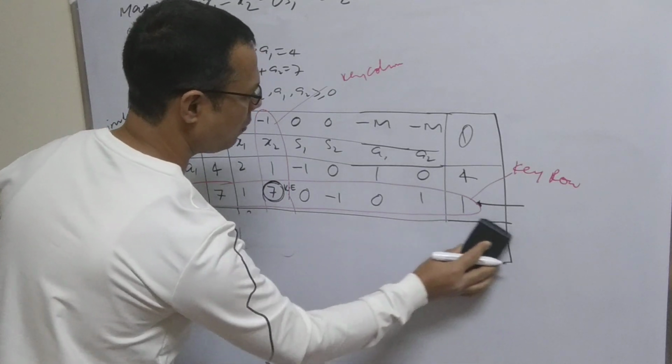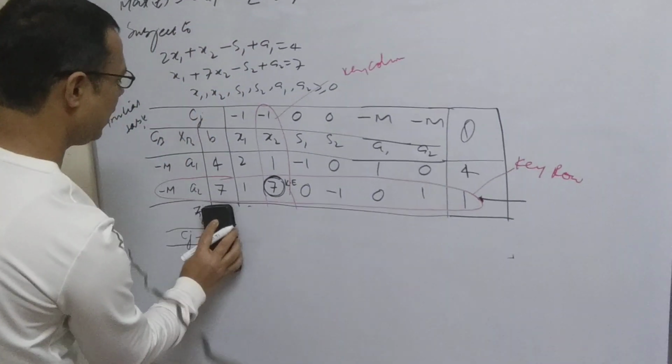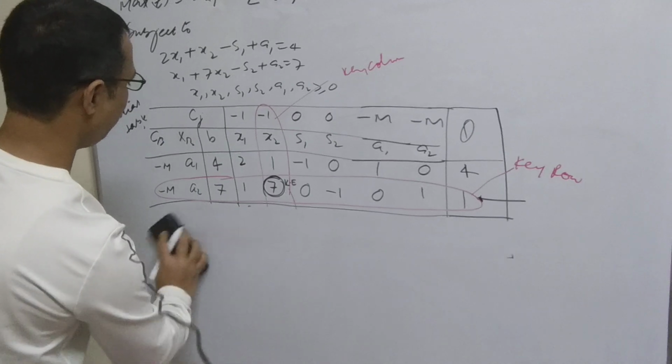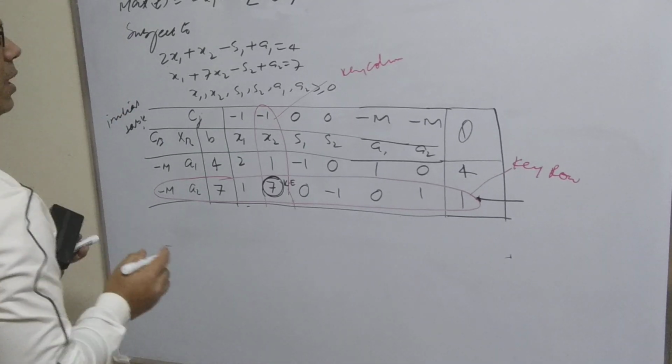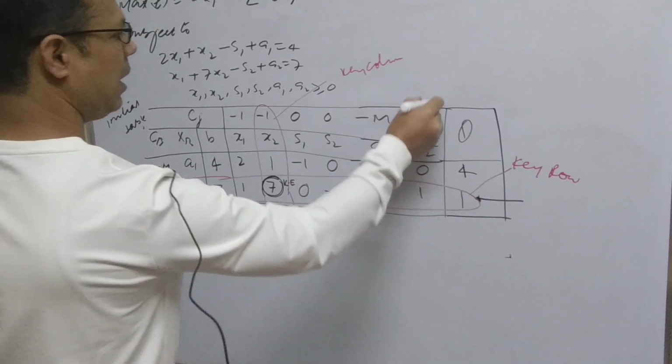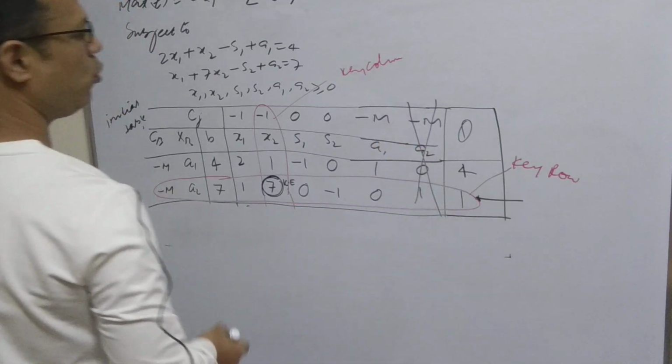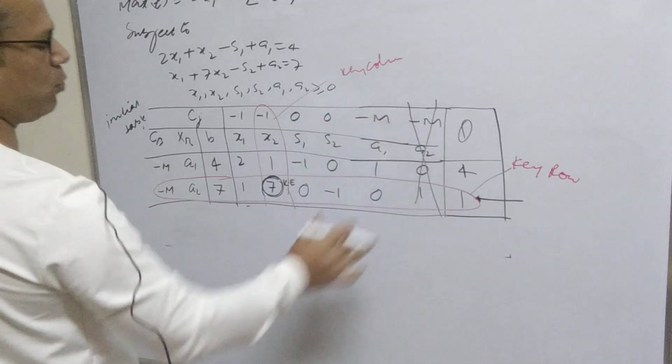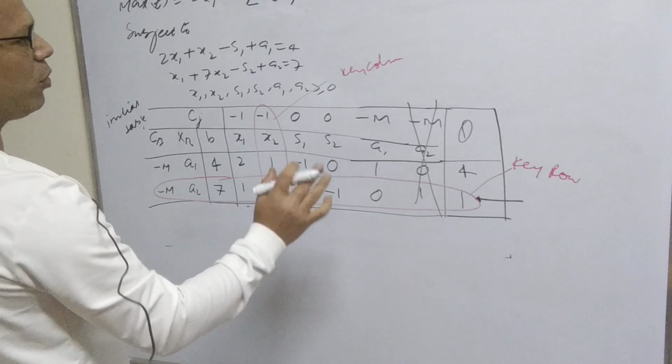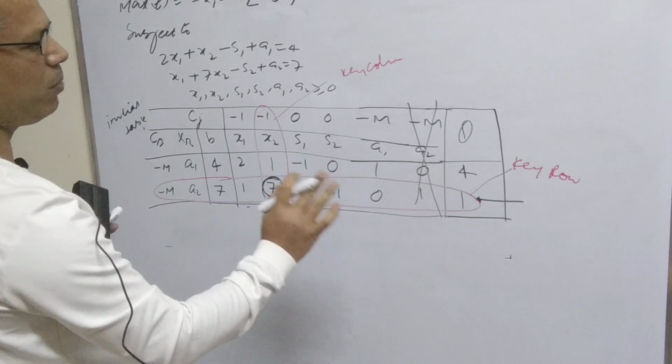And which variable is going to enter into the basis, and which variable is going to leave the basis? It means A2 is going to leave the basis. So there is no need to proceed with this A2. It is the easiest way. If you proceed, the answer is not going to be affected.